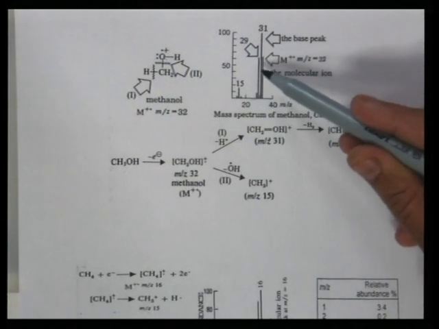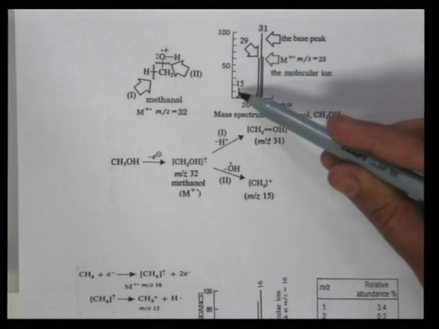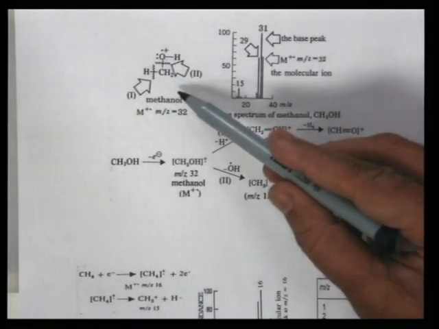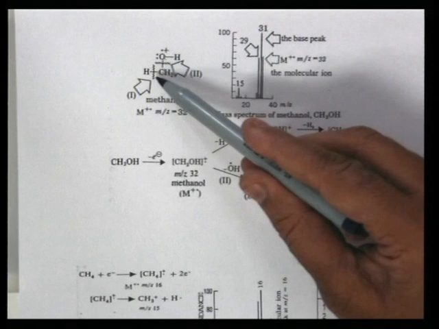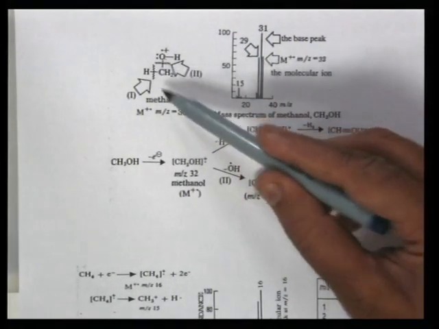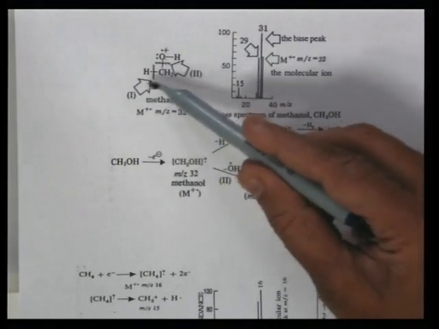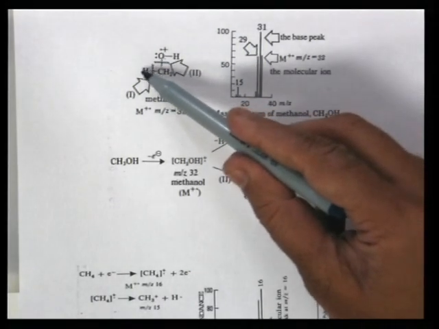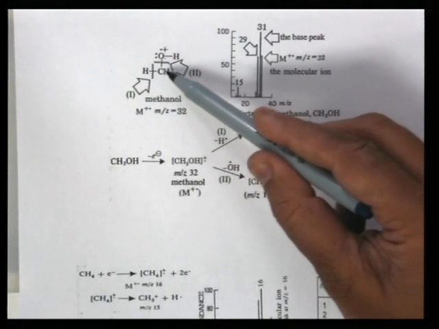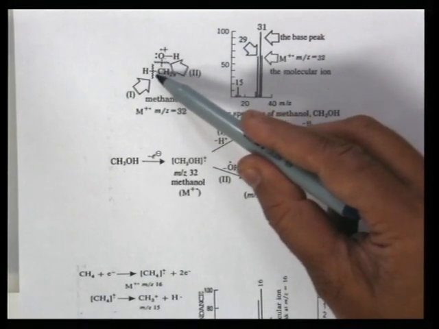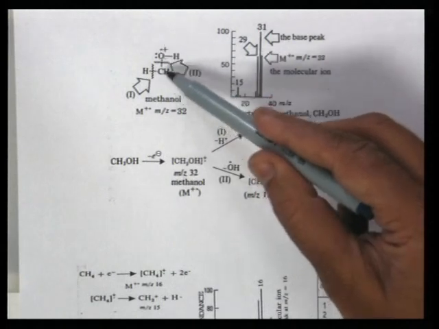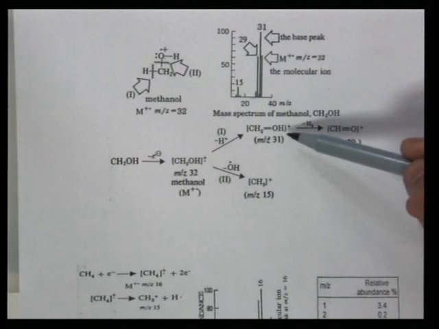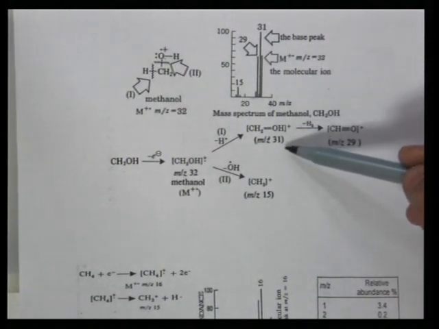Similarly, there are peaks at M by Z 29 and 15. These are the fragment ion peaks. In this figure it is shown that, first of all, the methanol molecule removes an H radical in part number 1. The CH2H bond is broken and an H radical is eliminated, and the CH2 group, having also 1 electron, combines with this electron and a double bond is formed. It forms a cation, CH2 double bond OH plus, M by Z 31.